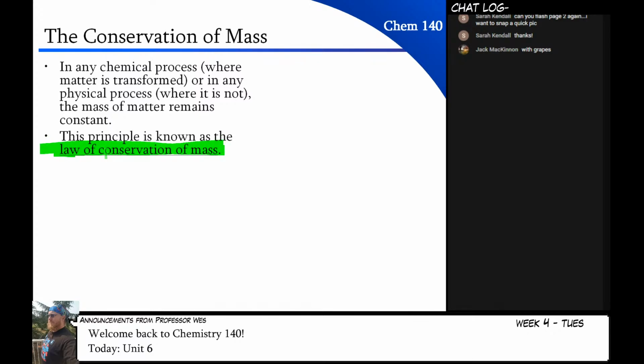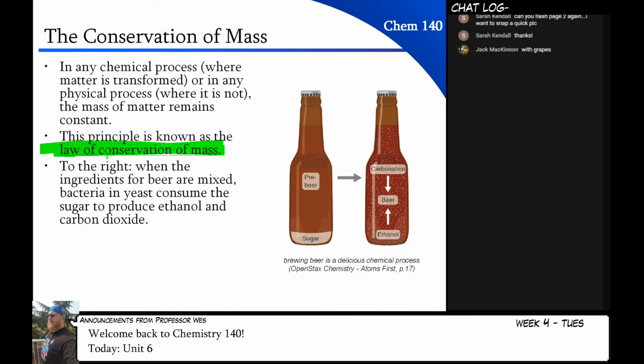And it states that the mass of the reactants and the products in a reaction must be equal. So whatever you put in is whatever you get out. And we can see that in this example here.